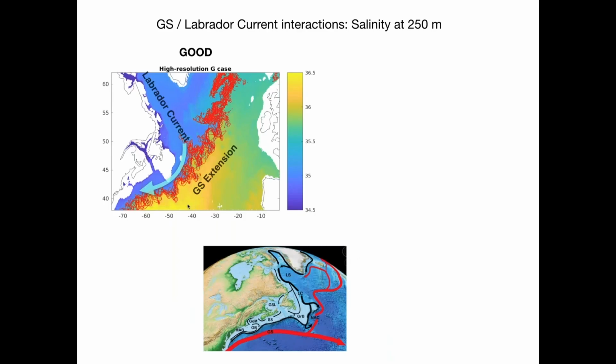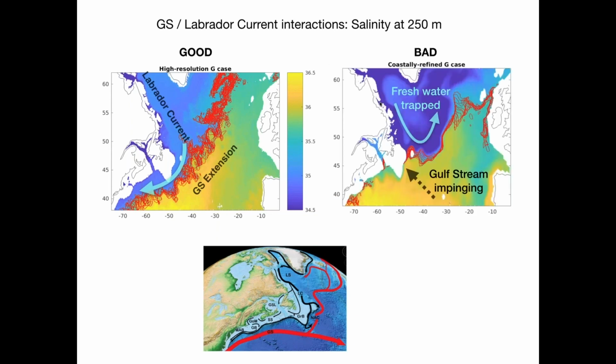So here's what you want to see. Here's a look at salinity at 250 meters. The Gulf Stream extension is away from the tail of the Grand Banks, and the Labrador Current can bring that cold, fresh water around. Unfortunately, in our coastal refined model, we're seeing that the Gulf Stream is right up against the tail of the Grand Banks. The Labrador Current is not getting out, and this fresh water is just staying up in the Labrador Sea, and it's shutting off our deep convection and turning off our deep western boundary current.